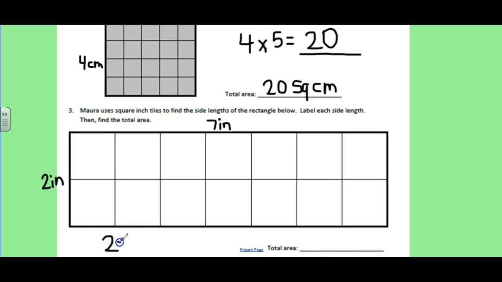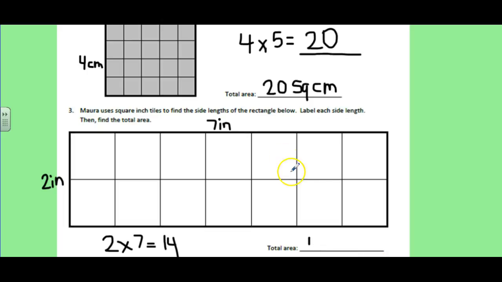Okay, so you should have done 2 times 7, and that was equal to 14. So the total area for this rectangle was 14 square inches.